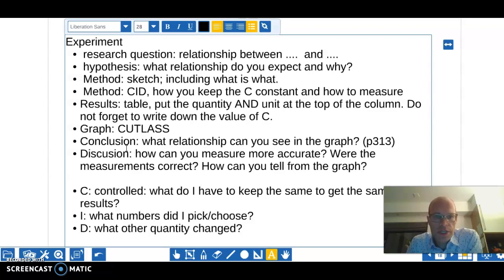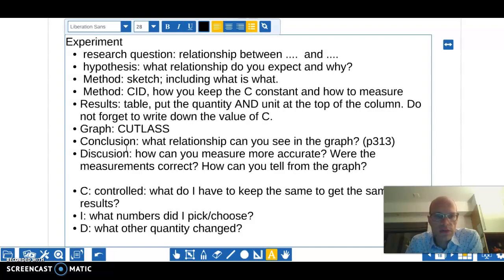After the research question comes the hypothesis, and the hypothesis is really asking you, before you do the experiment, what do you expect and why? A hypothesis is not wrong or right. A hypothesis is well thought out or well explained. You basically need to explain why you have this expectation.